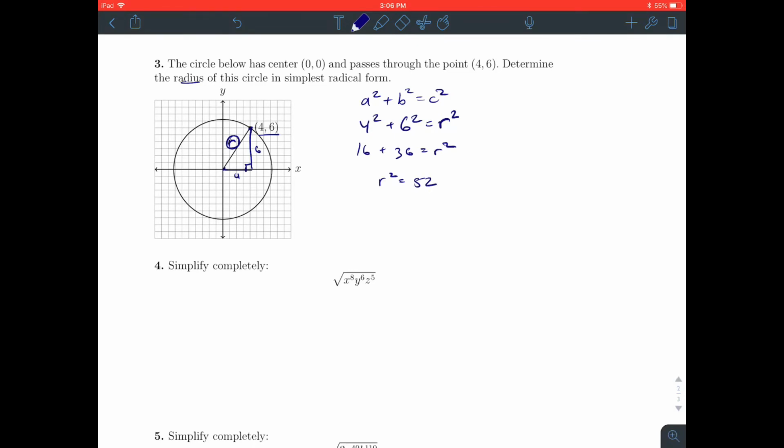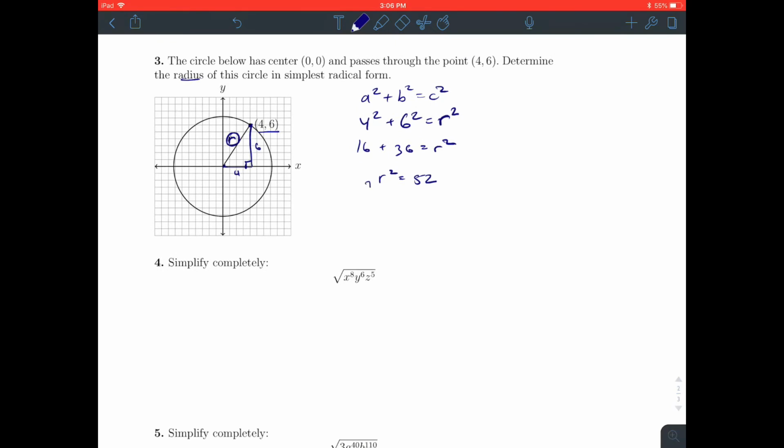r squared is equal to 52. Last step is to get r by itself. We square root both sides, and that gives us r equals the square root of 52. And you might think this is the final answer, but it's not the final answer, because you need to put it in simplest radical form.